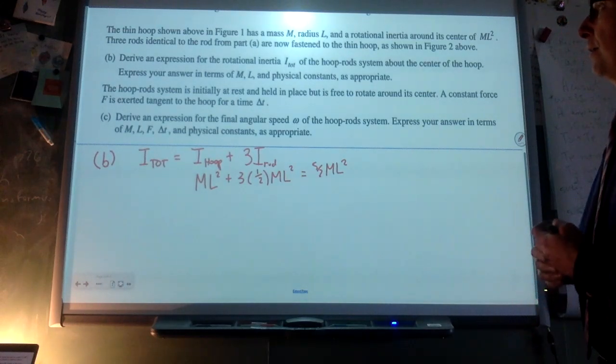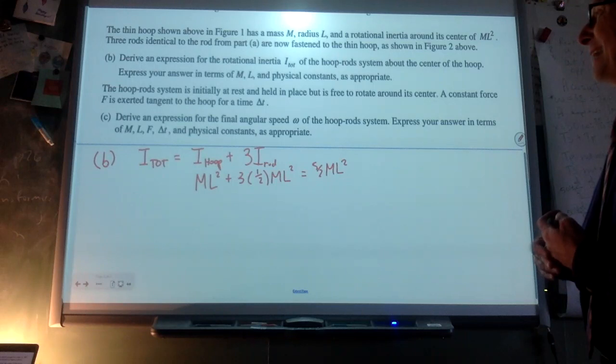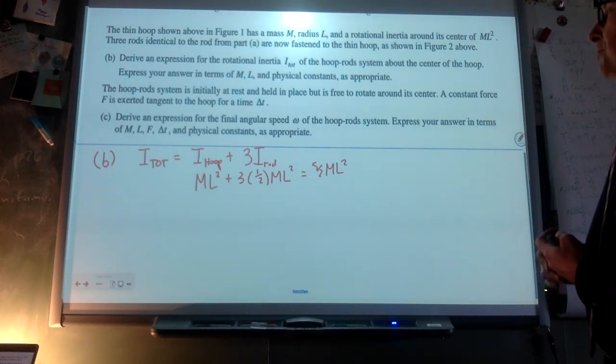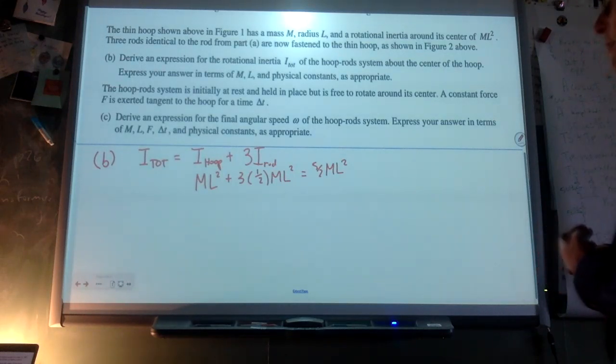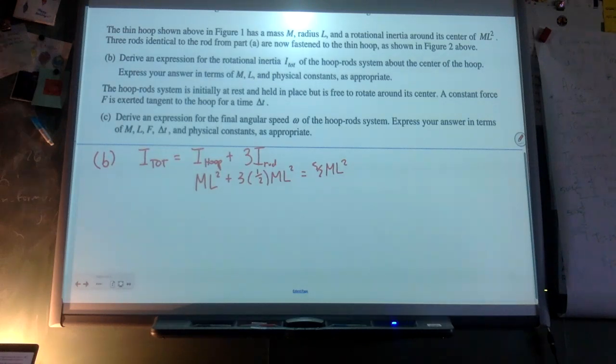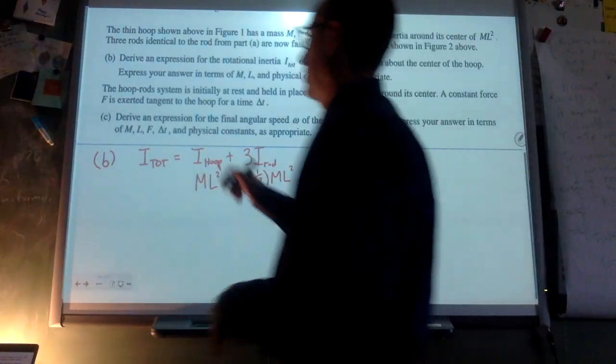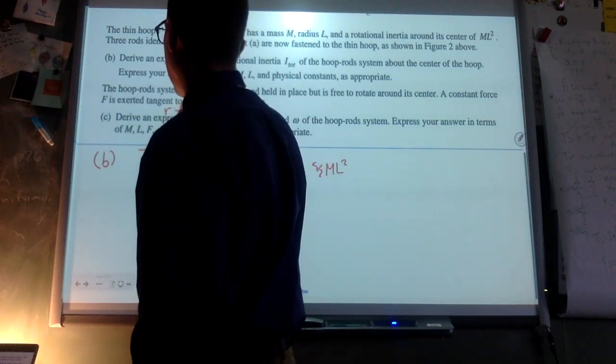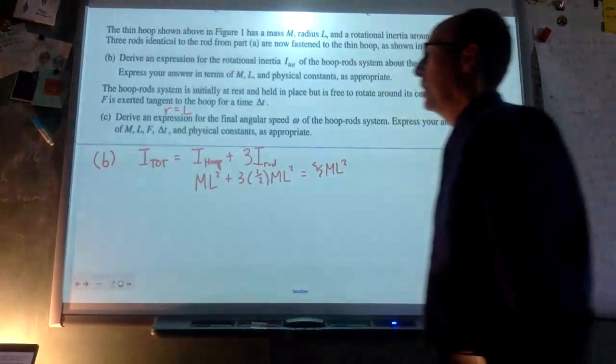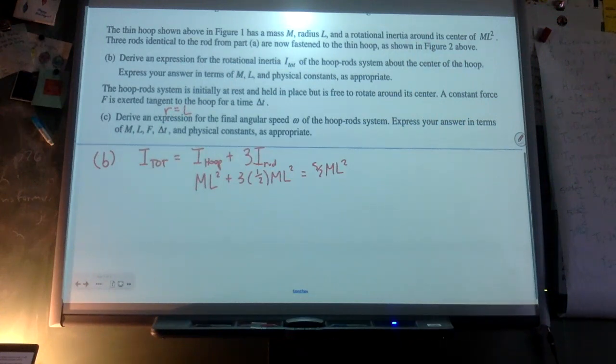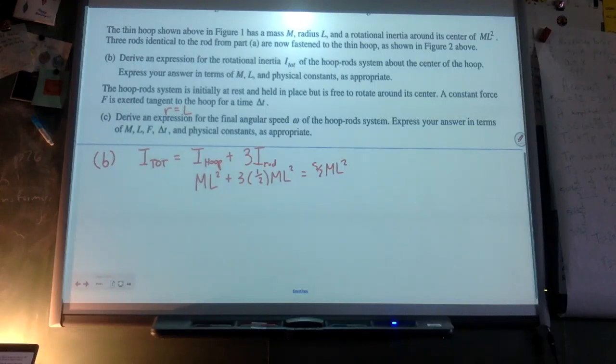All right, the hoop rods system is initially at rest and held in place, but is free to rotate around its center. A constant force F is exerted tangent to the hoop for a time t. All right, so if it's tangent to the hoop, then my R is going to be equal to L. Derive an expression for the final angular speed of the hoop rod system. Express your answers in terms of ml, F, delta t, and physical constants as appropriate.